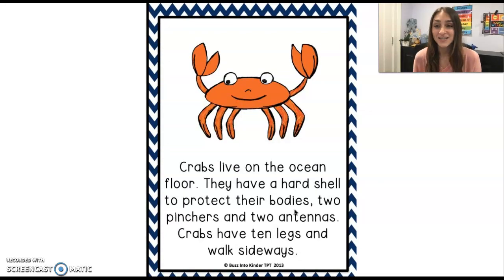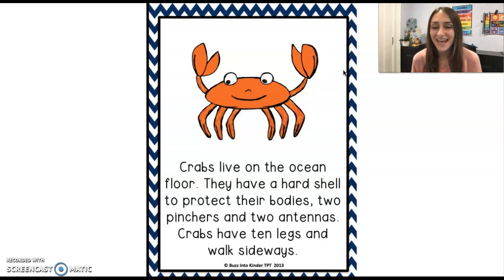This is another ocean animal that we're going to be exploring this week. So each day we're going to explore a few different ocean animals. So first we learned about different fish, and now we're going to learn about this animal. What kind of animal is this? This is a crab. Crabs live in the ocean floor. They have a hard shell to protect their bodies, 2 pinchers, and 2 antennas. Crabs have 10 legs and walk sideways.